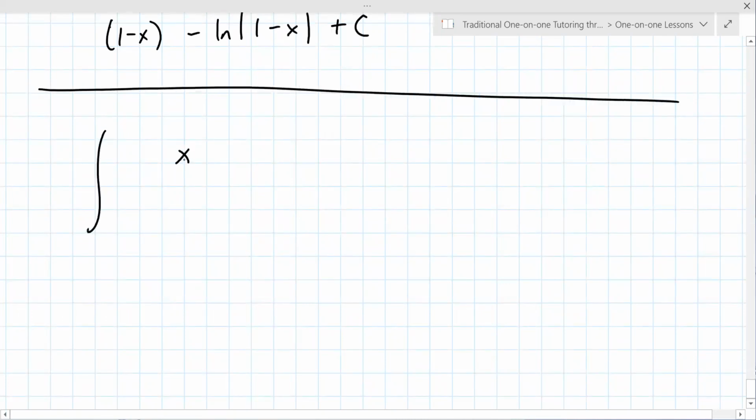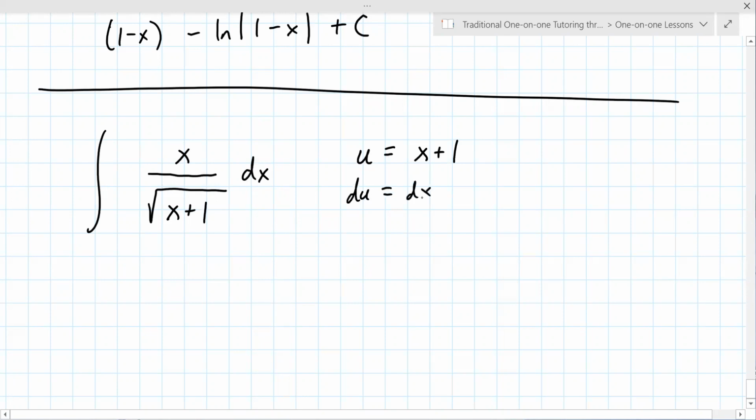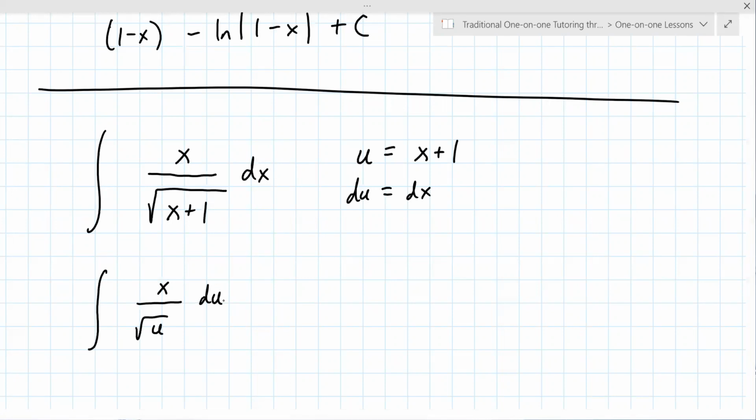Integral x over square root 1 minus x. Or let's do x plus 1 this time. x over the square root of x plus 1 dx. So u equals x plus 1. So then du equals just dx, so this is x over the square root of u du. How do you solve for dx? Oh, I see. Yeah.